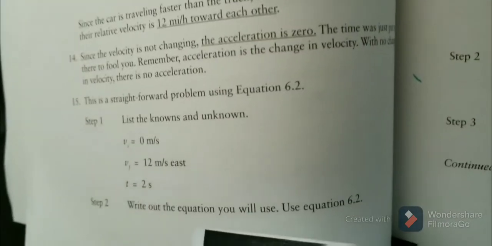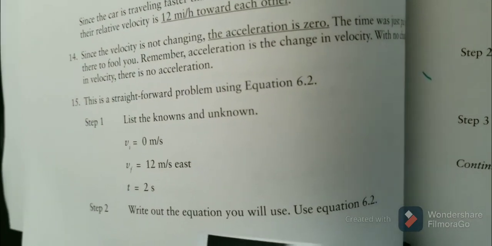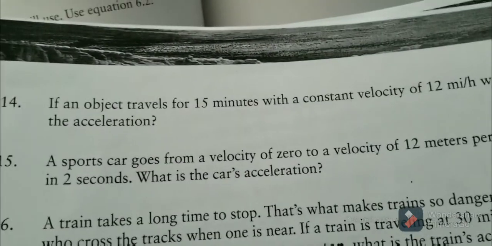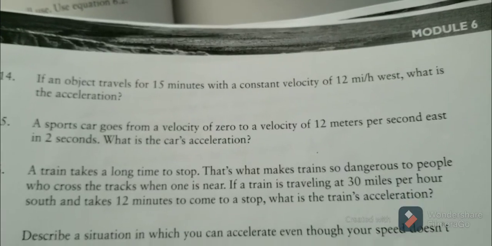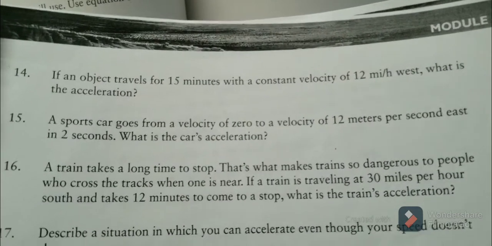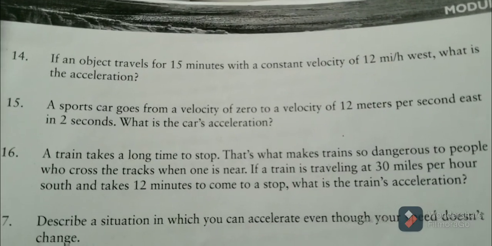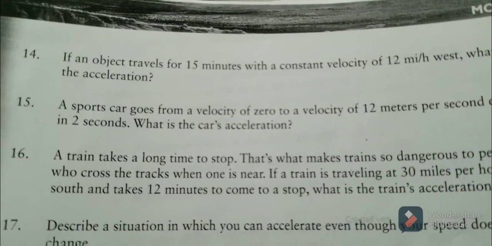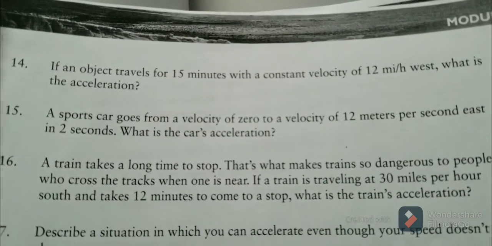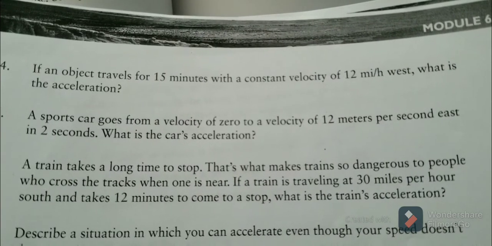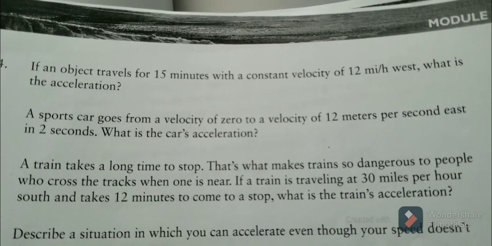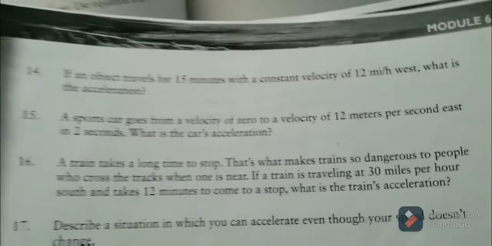All right, so I hope you didn't see the answer just now to the next one. That's cheating. No more cheating. All right, so here we go. If an object travels for 15 minutes with a constant velocity of 12 miles per hour west, what is the acceleration? So this is one of those trick questions. It says so right there, it's constant velocity. There is no acceleration. So that's the answer to that.